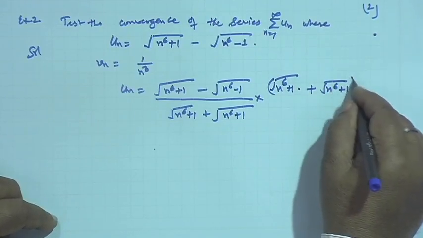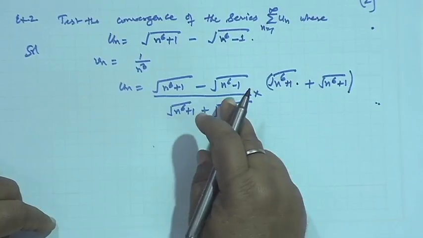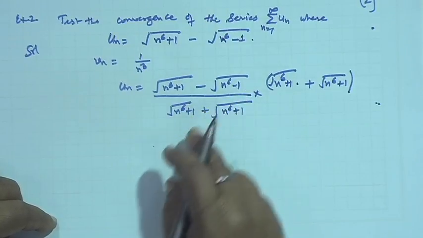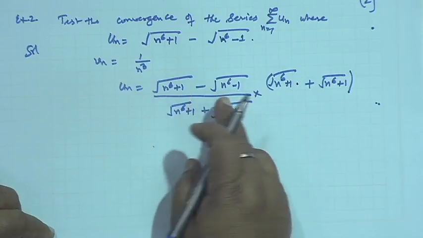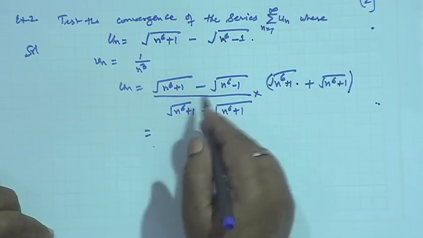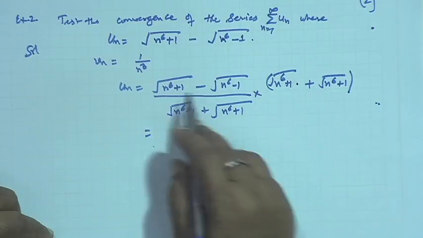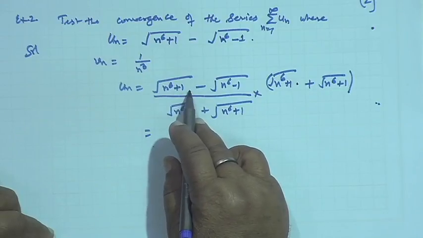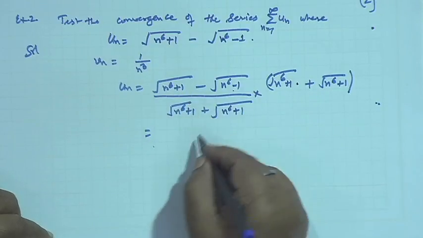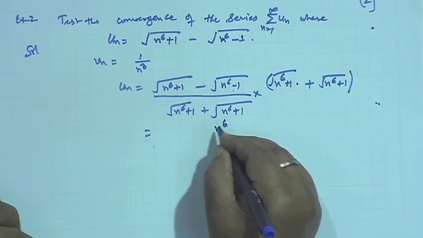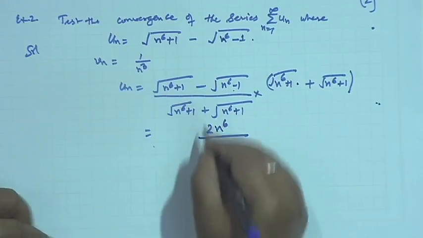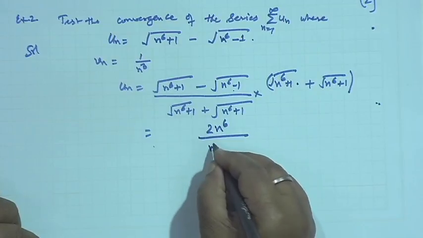So, when you divide and multiply by this, here this is a square minus b square. So, n to the power 6 plus 1 minus n to the power 6 minus 1, so we are getting basically 2 in the numerator, divided by this part, which behaves like n to the power 3.